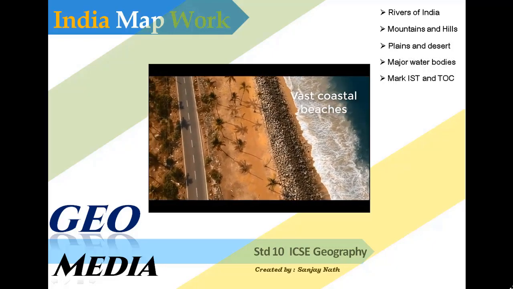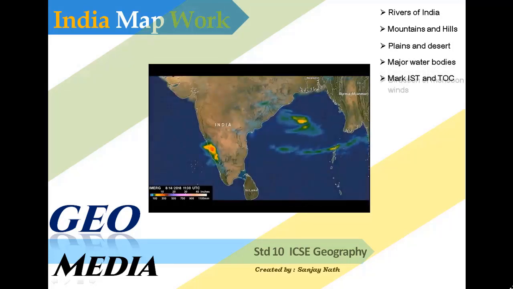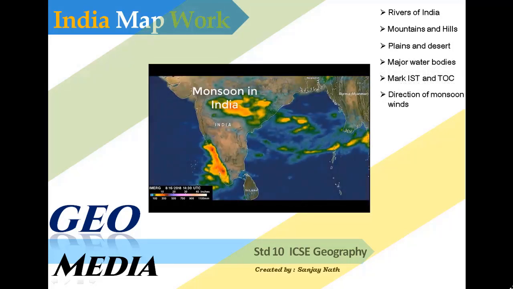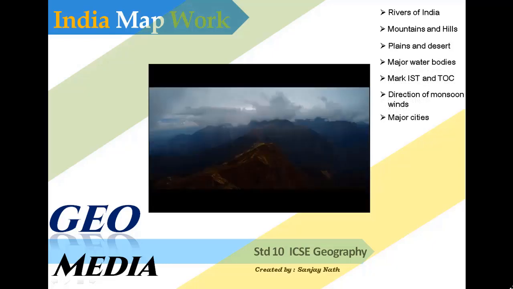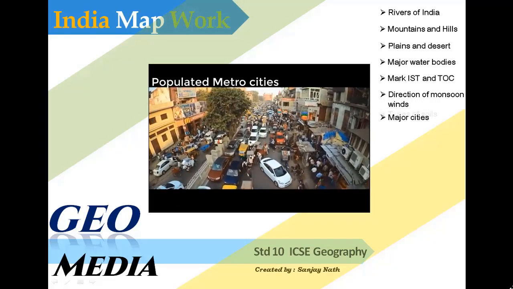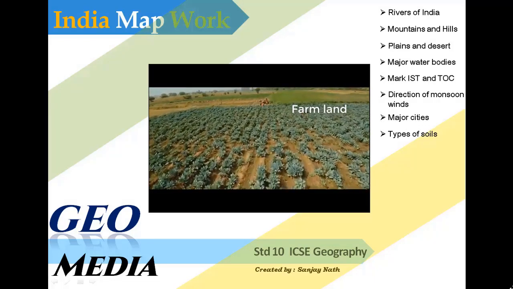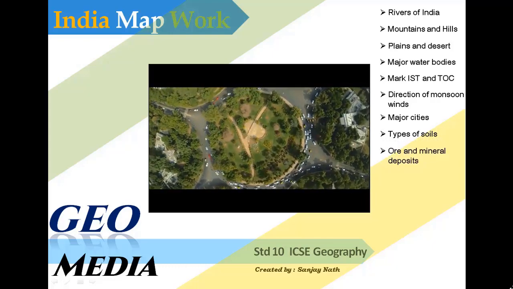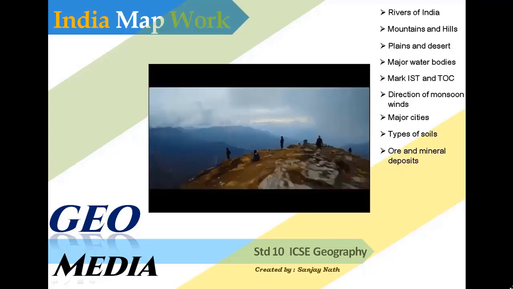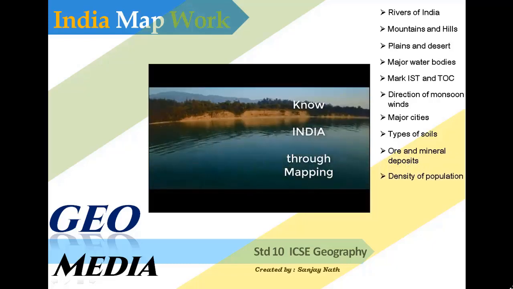We'll also mark the IST and TOC, Indian Standard Time and Tropic of Cancer. We'll mark with the help of an arrow the direction of monsoon winds during summer and winter and the regions covered. We'll also mark with the help of a dot the major cities that include northern and southern parts of India. We'll also mark the distribution of primary types of soils of India, the distribution of major ore and mineral deposits of India, followed by the distribution of high and low density of population of India.